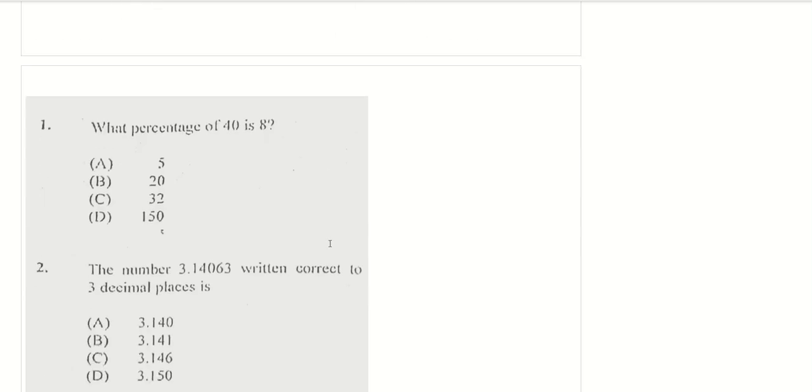First question, what percentage of 40 is 8? We did this question. We know that the answer is 20, but I'll just do it: 8 over 40 multiplied by 100 over 1. Cross out a 0, cross out a 0, 4 into 4, 1, 4 into 8, 2. 2 by 10 is 20.